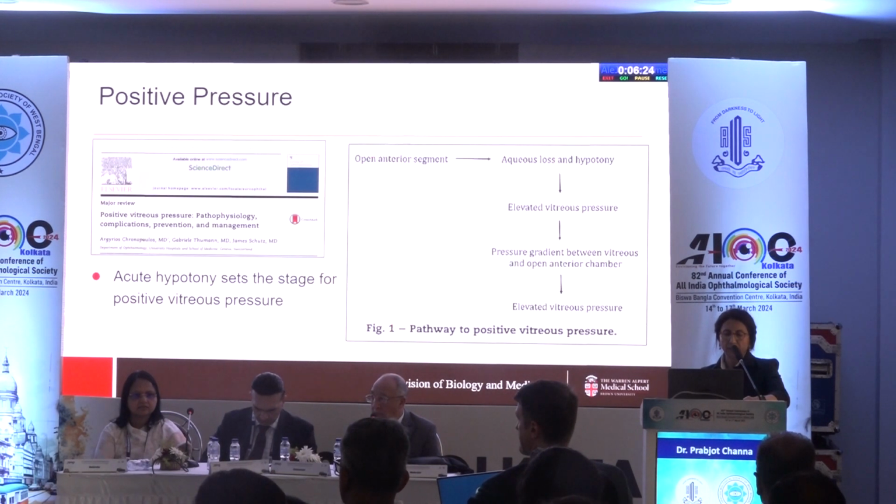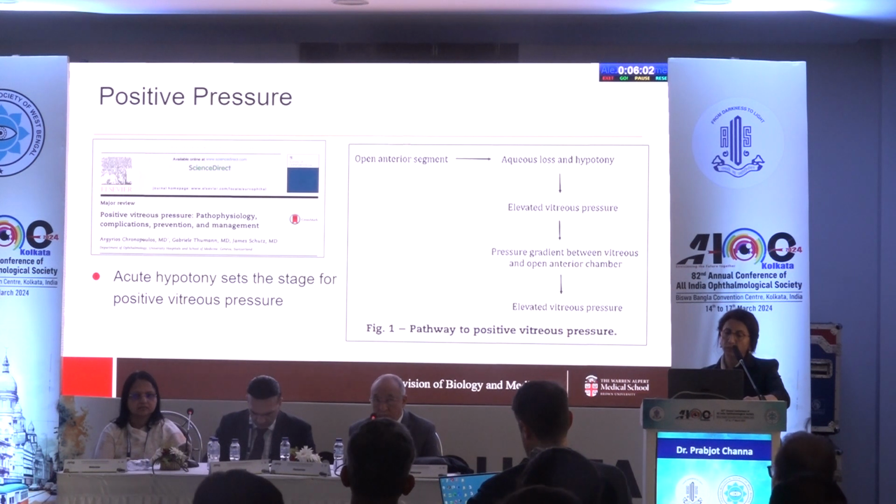Acute hypotony sets the stage for positive vitreous pressure. You have an open anterior segment which leads to aqueous loss and resultant hypotony, which leads to elevated vitreous pressure, creating a pressure gradient between the vitreous cavity and the open anterior chamber, which in turn leads to elevated pressure, causing a loop, leading to prolonged surgery, prolonged hypotony, choroidal effusion, and choroidal hemorrhage.